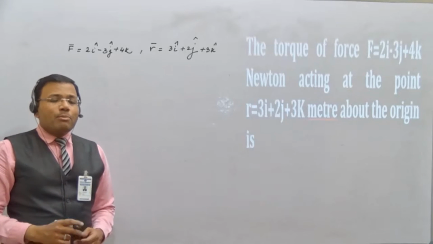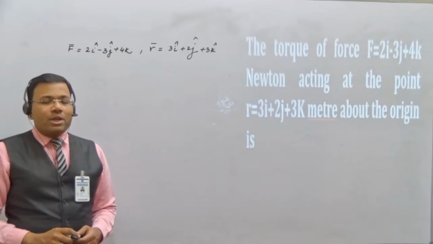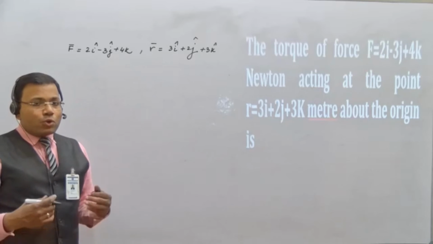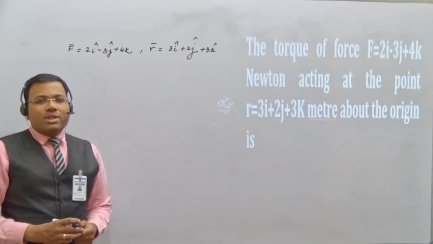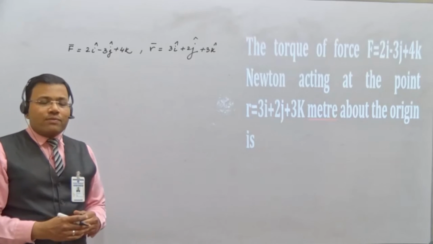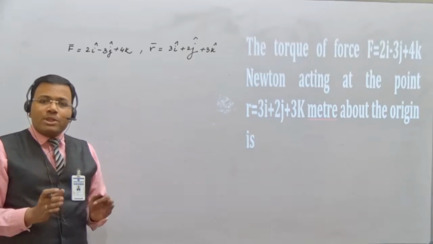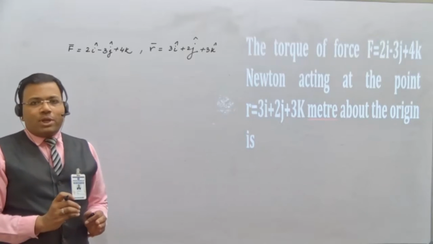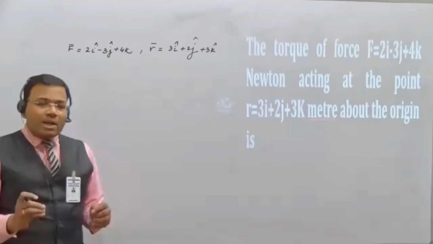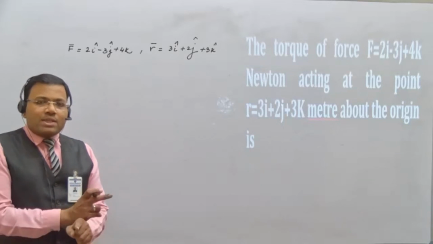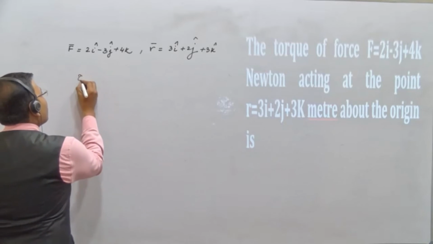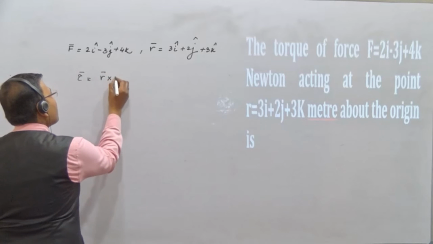The problem is very simple, provided you know how to calculate the cross product and how we relate the torque with the cross product of R and F. You should be very careful when such questions are asked. You cannot write R cross F as F cross R, or F cross R as R cross F. You must be thorough in the concept. The actual formula to calculate the torque is R cross F. You cannot write it the other way, the commutative law does not obey here. So now we write the torque equal to R cross F.